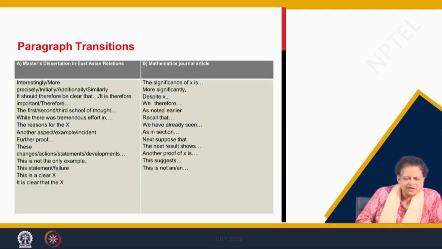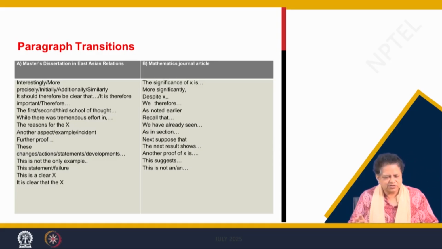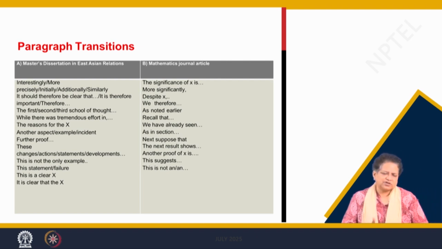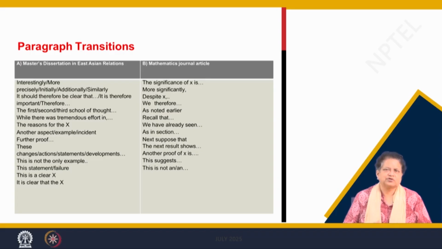Now, we come to paragraph transitions. We have 2 columns. The first column on the left hand side is regarding a master's dissertation in East Asian relations, and on the right hand side is mathematics journal articles. So, see what words we use for paragraph transitions in both sets of articles.